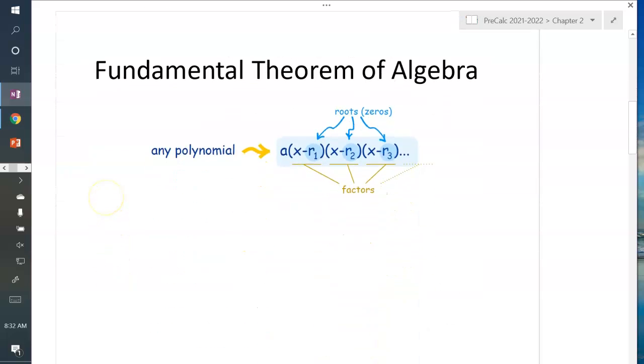The fundamental theorem of algebra says that any polynomial has roots that you can list as linear factors. So here are your factors: x minus r1, x minus r2, x minus r3. Any polynomial you can write as linear factors that are just multiplied together, and your roots are the r1, the r2, and the r3. It also says that the number of roots you have is the same as the degree of the polynomial.